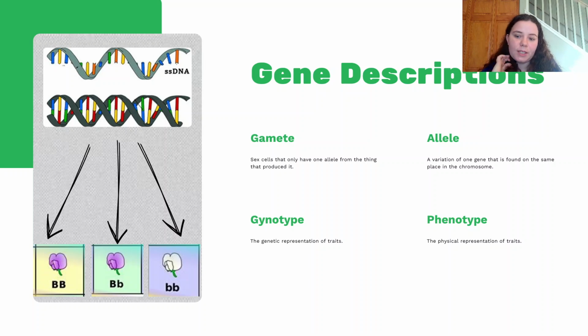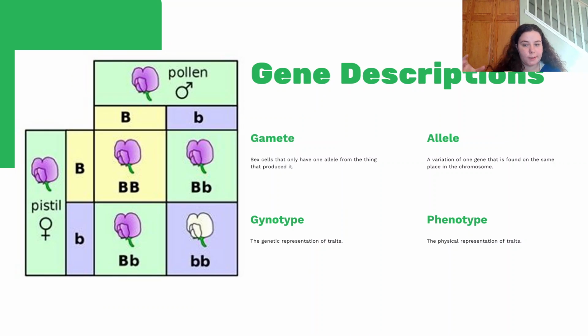The phenotype is the physical representation of traits. So as you can see in this photo, the phenotype would be petal color. And I can read a book all day long, right? Genotype is what's in the book. Phenotype is the cover of the book. What's the cover look like? Genotype, what's in the book.